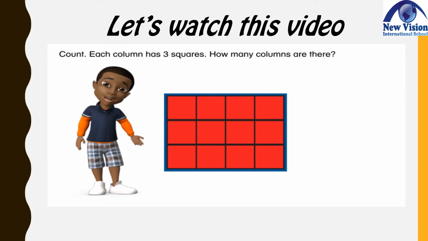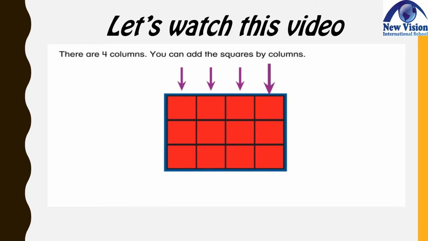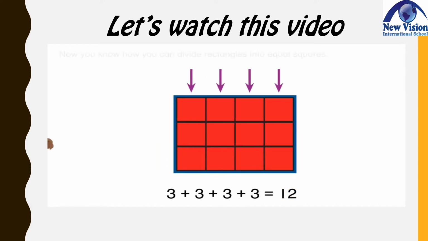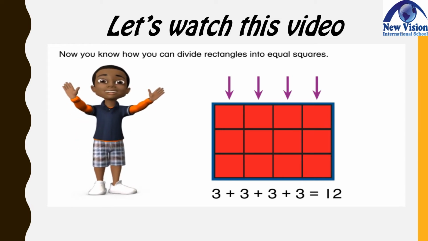There is another way to count the squares. Count. Each column has 3 squares. How many columns are there? There are 4 columns. You can add the squares by columns. 3 plus 3 plus 3 plus 3 equals 12. There are 12 squares in all. Now you know how you can divide rectangles into equal squares.